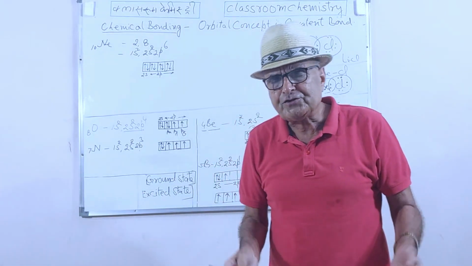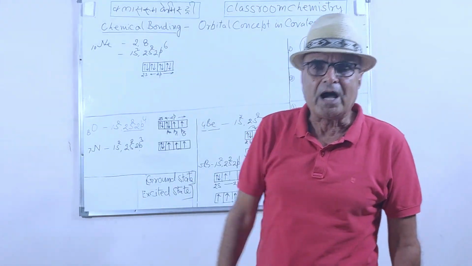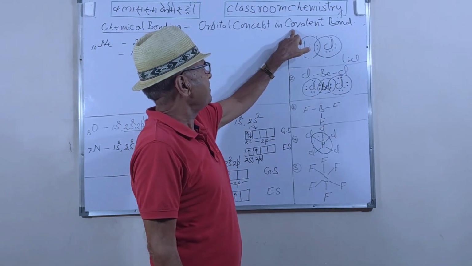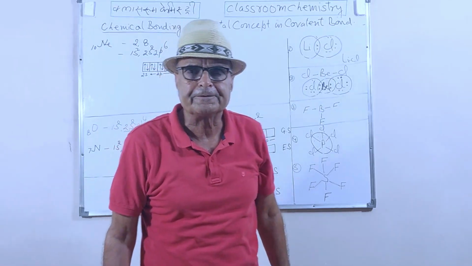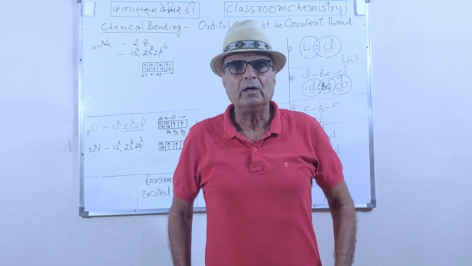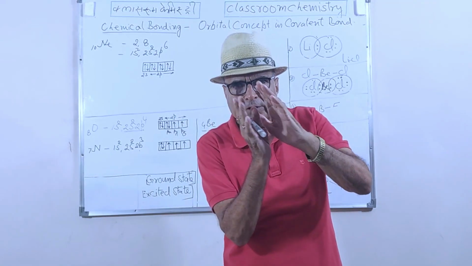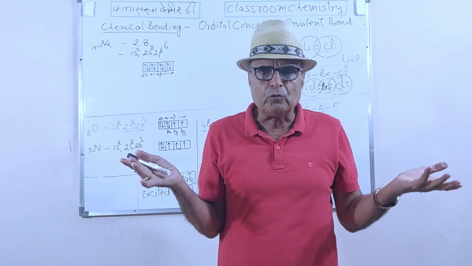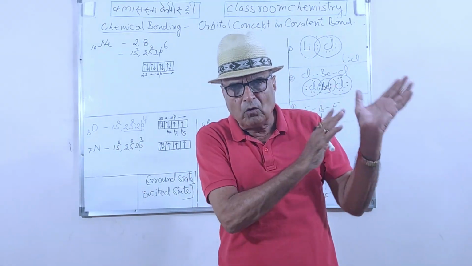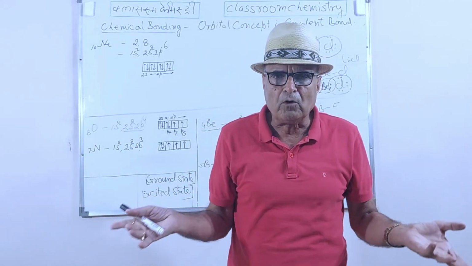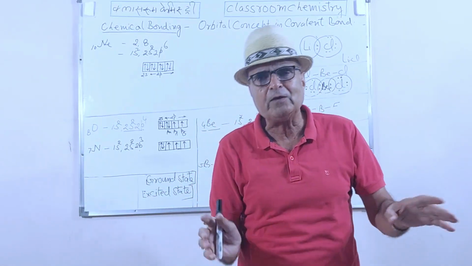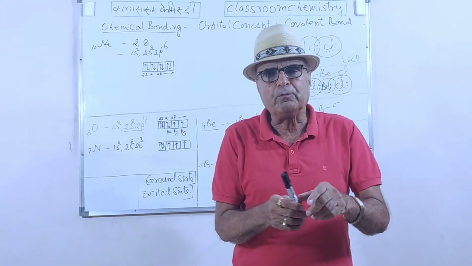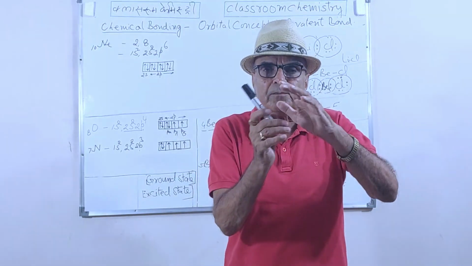Today, in continuation of chemical bonding, I am going to explain the orbital concept in covalent bond. In my previous video, I explained that according to the octet rule, there are two types of bonding: one is the electrovalent bond and the second is the covalent bond. The electrovalent or ionic bond can be explained very well with the help of the octet rule. But the covalent bond has some limitations.